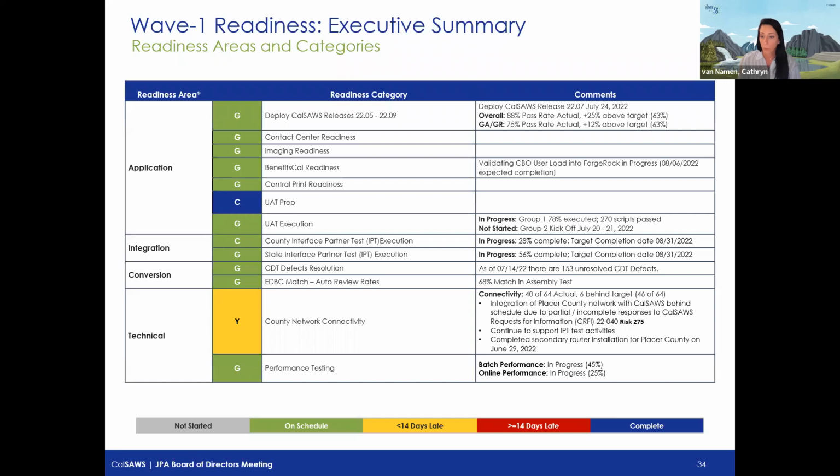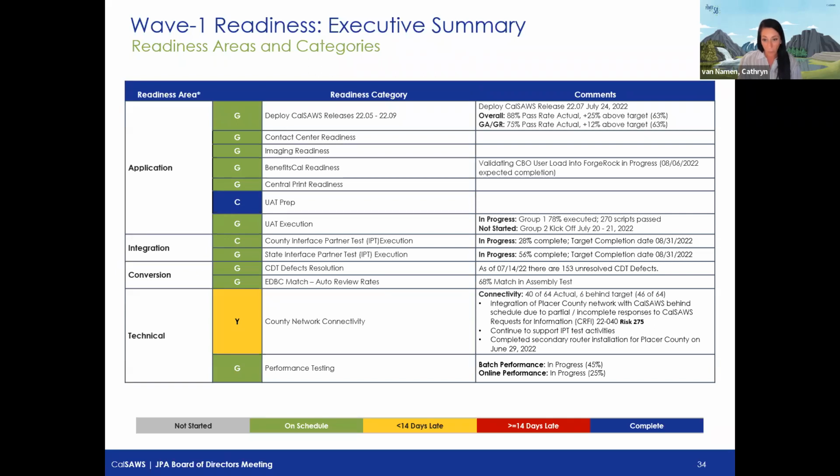For Benefits Cal readiness, right now there are a number of activities taking place regarding the CBO user loads, as well as counties in Wave 1 currently reviewing the CBO information and working with the Benefits Cal team on that. There is also a CURFI that has been distributed that the counties are reviewing to provide information by next week. So all of those activities to date are on track as well.